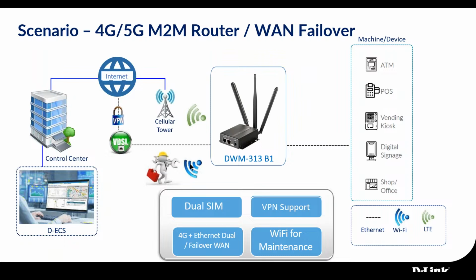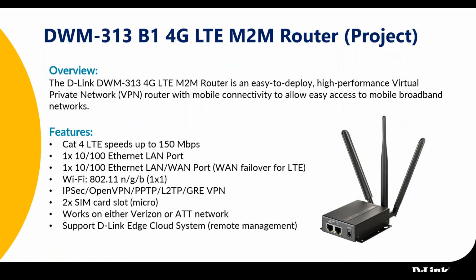megabits download. So we've got two models that we're looking at right now for North America. The first is the DWM 313. It's an LTE router supporting up to 150 megabits a second. It's got a 10/100 LAN port on it and a 10/100 configurable LAN/WAN port. So again, I can use this as a traditional wired interface. I can fail over to the cellular.